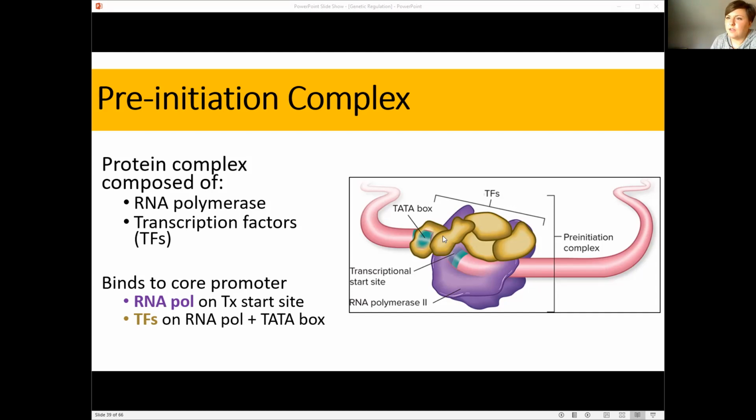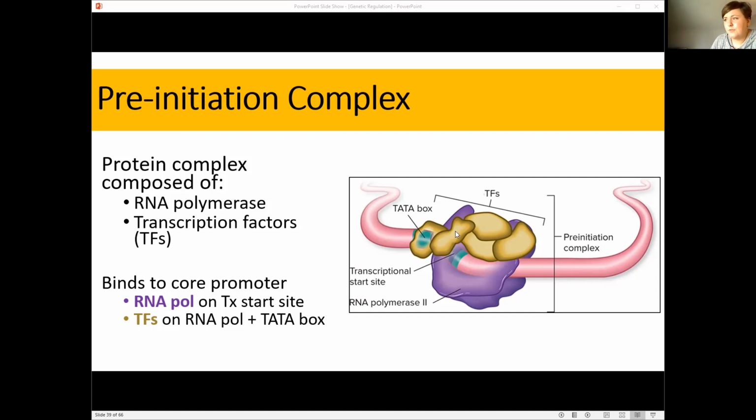This is a complex of proteins, including RNA polymerase, which is shown in purple, plus a bunch of other proteins, which are called transcription factors. Transcription factors are often called TFs, and this is what you're seeing in gold in this image. As you can see, some transcription factors bind directly to RNA polymerase, while others bind to the TATA box. But all of them, collectively, as the pre-initiation complex, are binding to the core promoter. Remember, the core promoter is composed of the TATA box plus the transcriptional start site.